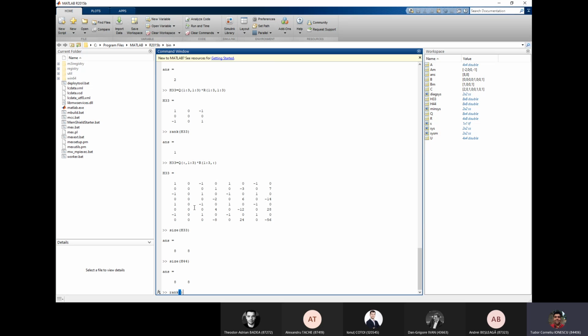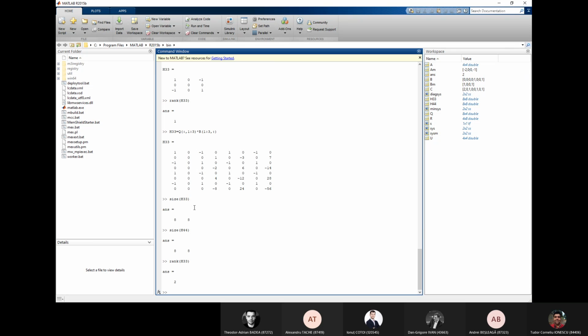Rank H33. You see, it's 2. It's 2. Okay, and now let's compute the rank in 2 steps.